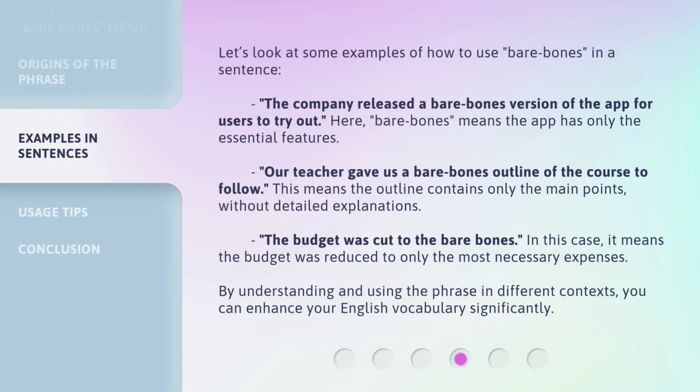Let's look at some examples of how to use bare bones in a sentence. The company released a bare bones version of the app for users to try out. Here, bare bones means the app has only the essential features. Our teacher gave us a bare bones outline of the course to follow. This means the outline contains only the main points, without detailed explanations.